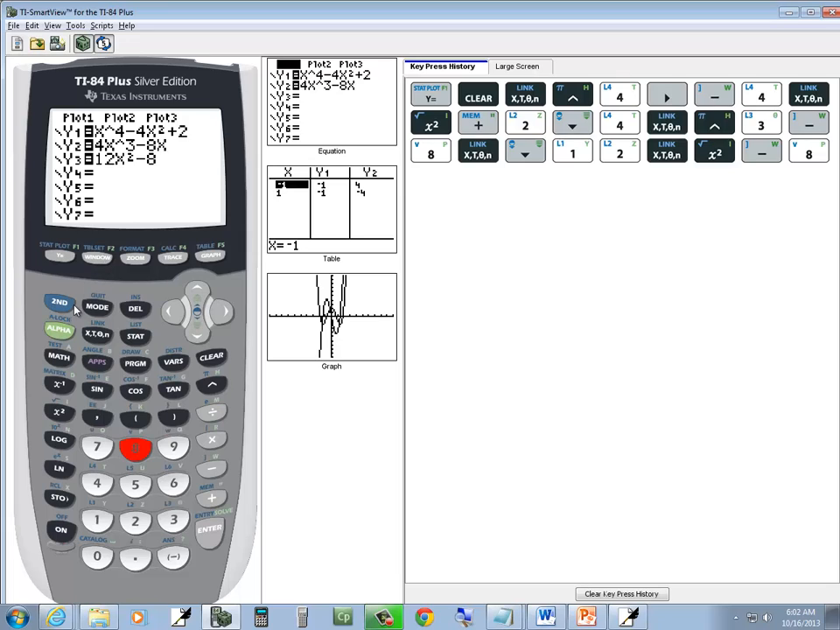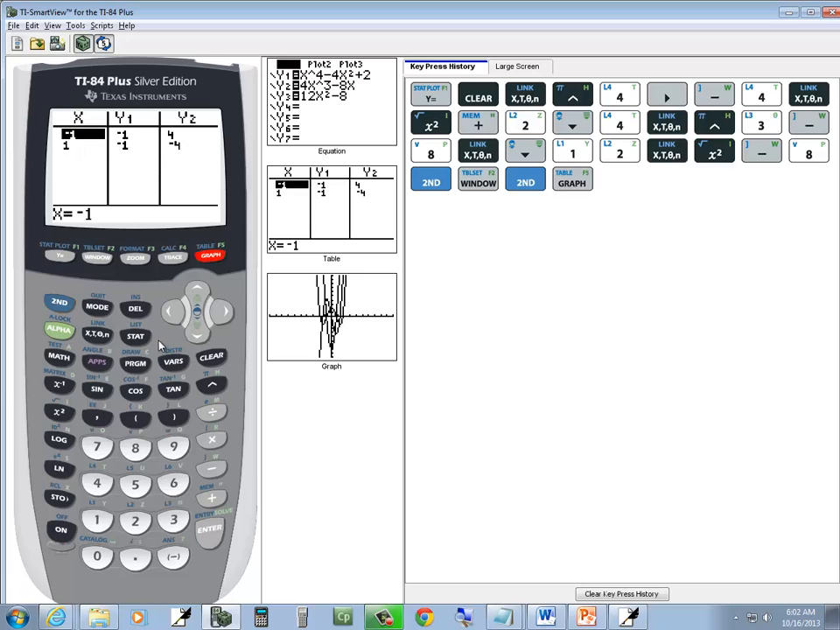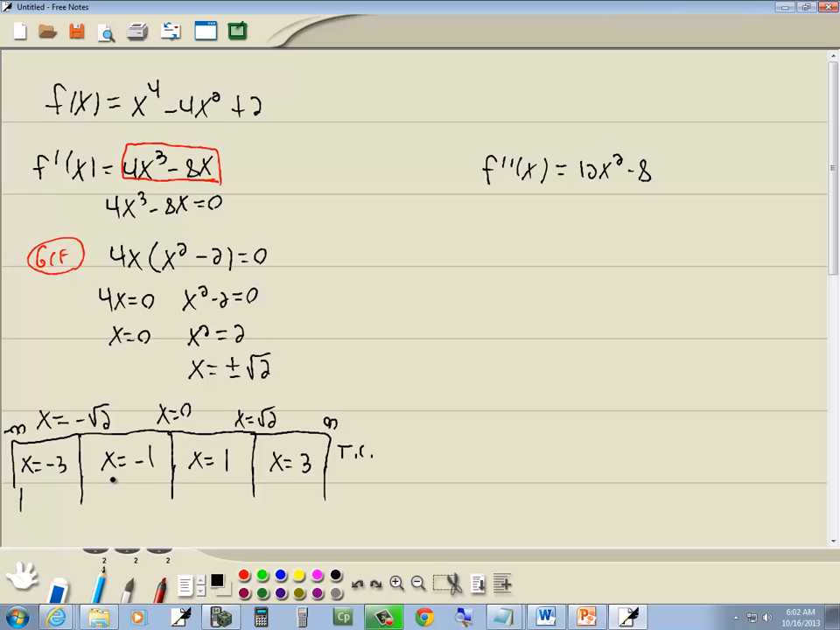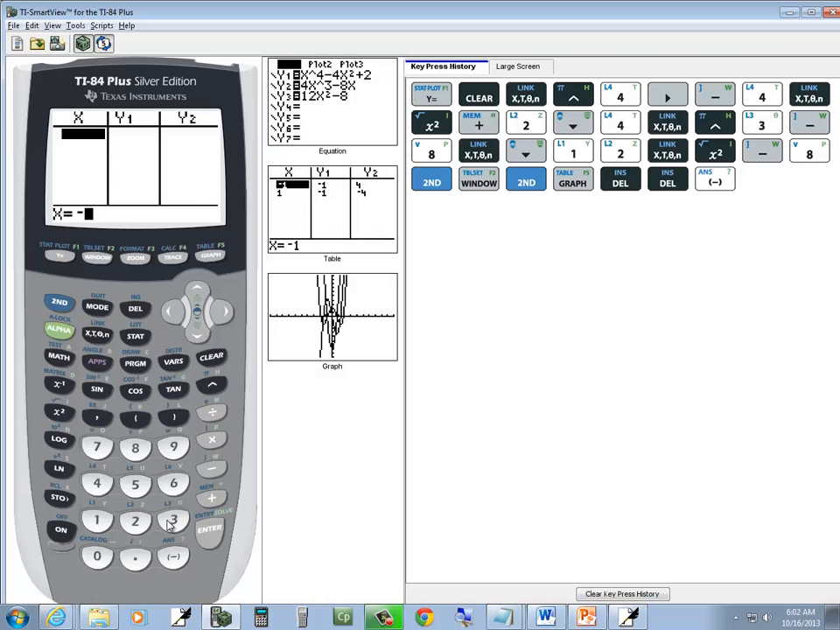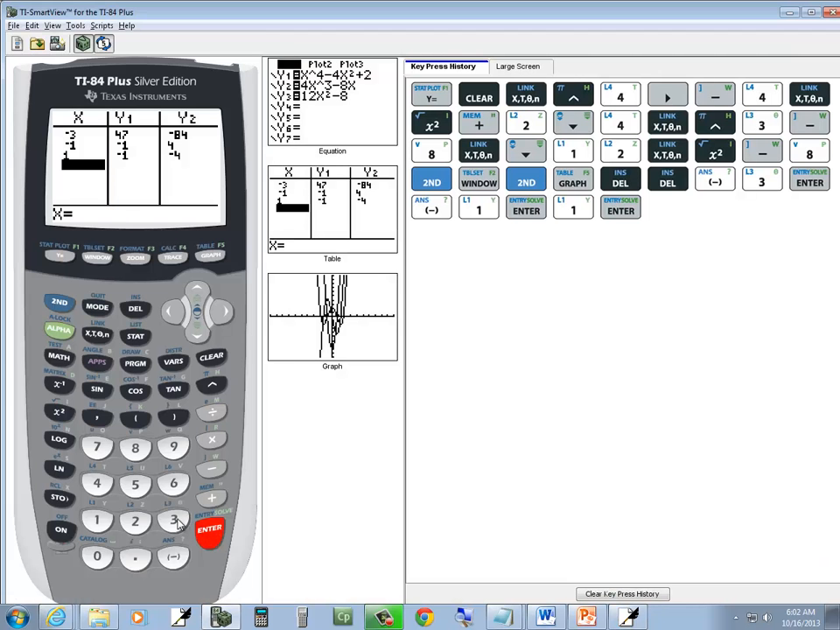Now I'm going to go into my table setup, make sure everything's correct. So I'll do second window. Under independent, it should say ask. If it doesn't, down arrow to that line, right arrow, put your flashing cursor on the ask, and press enter one time. Now if I go to second graph and press delete, we're going to plug in these. So I have negative 3, enter, negative 1, enter, 1, enter, and 3, enter.